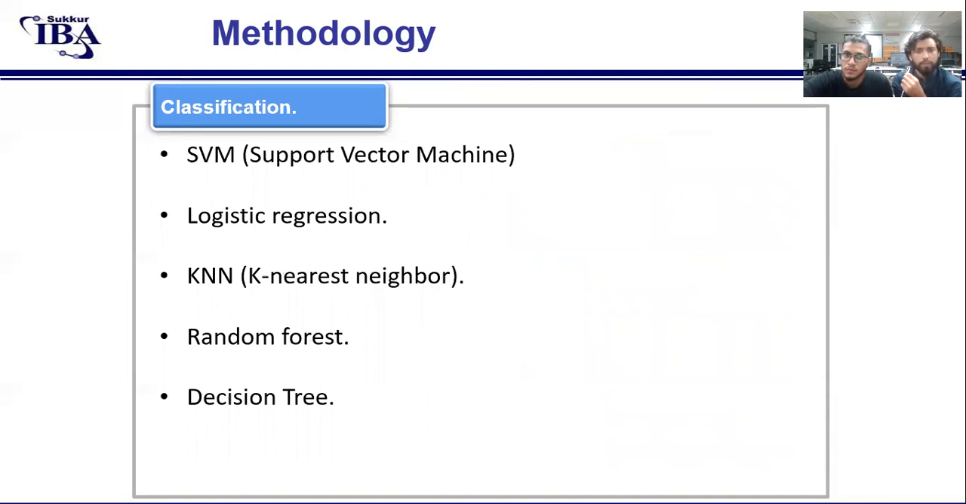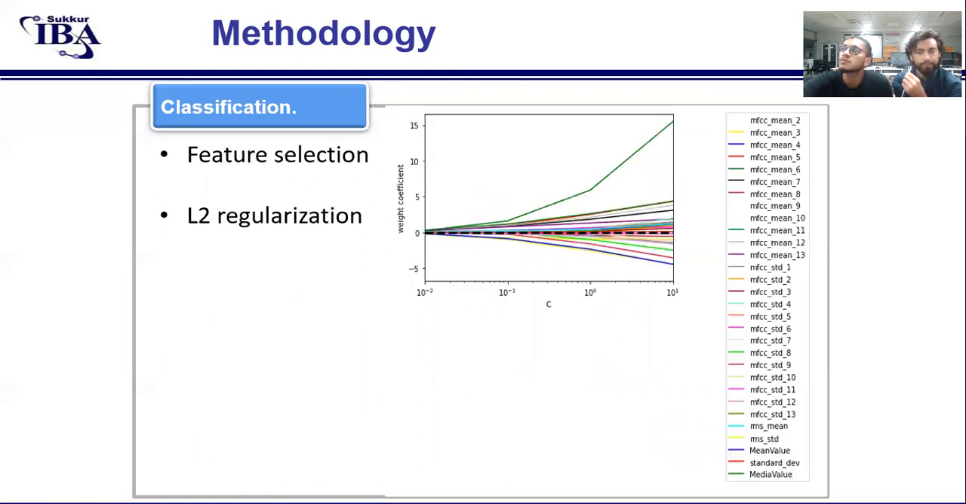So let's come to the classifications. The models we have used are SVM, logistic regression, KNN, random forest, and decision tree. Now, in the methodology we analyze different models before feature selection and after feature selection. For that, we are using a feature selection technique. For this technique, we have used L2 regularization. After L2 regularization, we selected 8 features of importance out of all the 30 features.